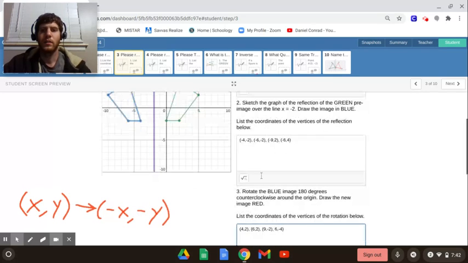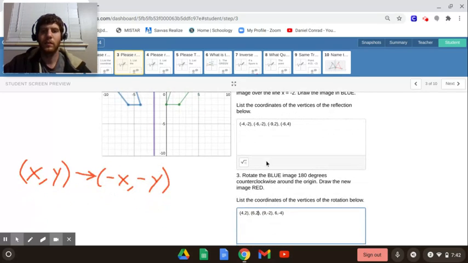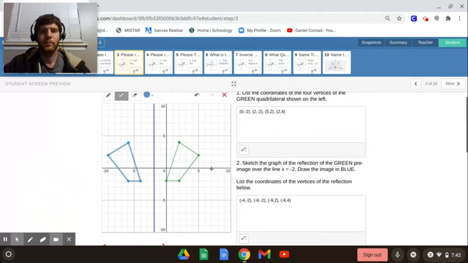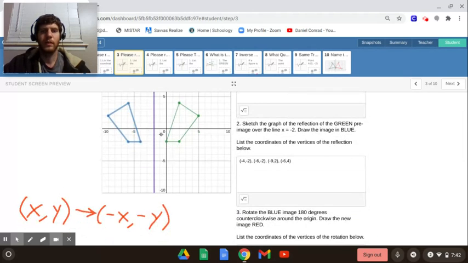Okay, so negative 4, negative 2 becomes positive 4, positive 2. Negative 6, negative 2 becomes positive 6, positive 2. Negative 9, positive 2 becomes positive 9, negative 2. And negative 6, positive 4 becomes positive 6, negative 4. Okay. So if we graph those points there, negative 4, negative 2 is going to become positive 4, positive 2. Negative 6, negative 2 is going to become positive 6, positive 2.